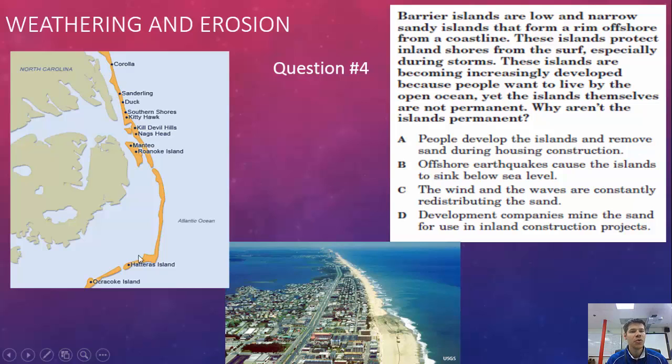But the reason it moves is every time we get a big water surge or wind, the waves will come up on this side of the island, and it'll wash the island over to the other side of the island. So they are a movable set of islands. That's why they're not permanent. And the reason for that is C. The wind and the waves are constantly redistributing the land. C.